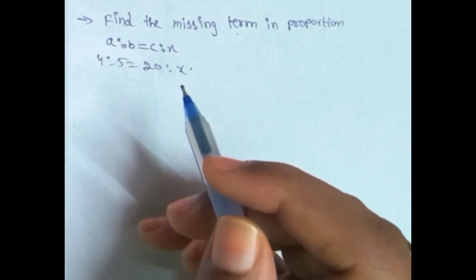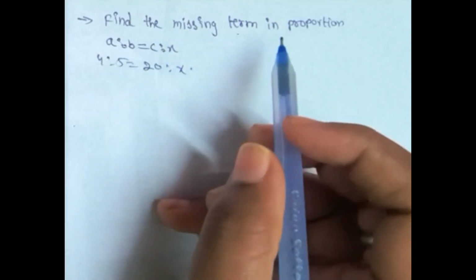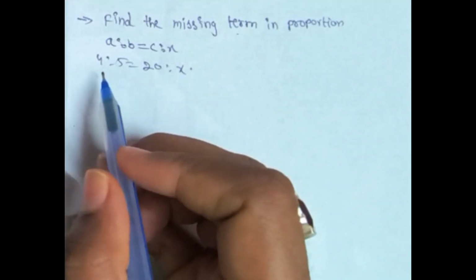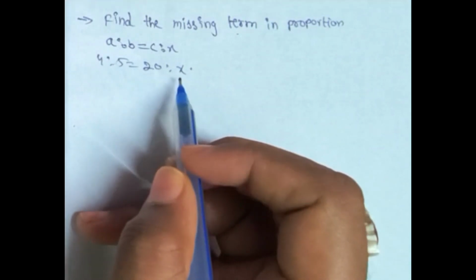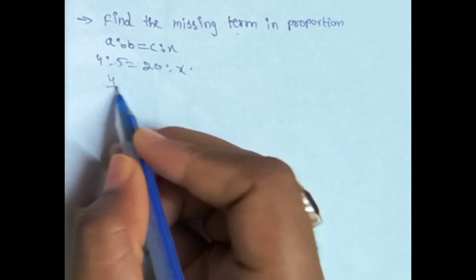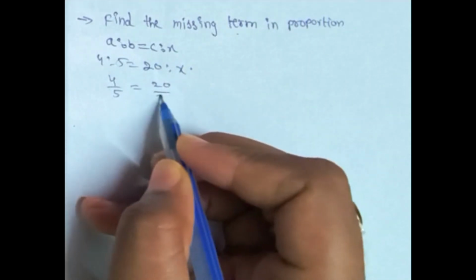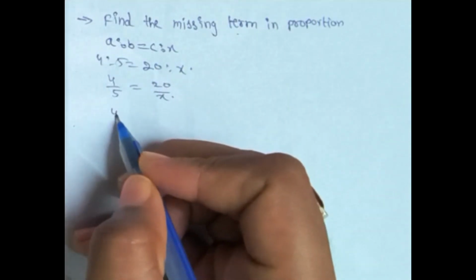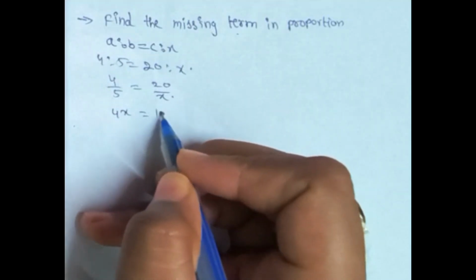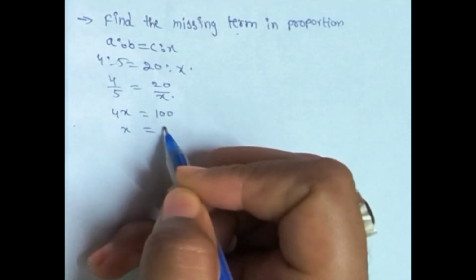Second model is ratio and proportion. Find the missing term in the proportion. So 4 is to 5 is equal to 20 is to x. Then we write here 4 by 5 is equal to 20 by x. So cross multiply both of these. 4x is equal to 100 and x is equal to 100 by 4, which is 25.